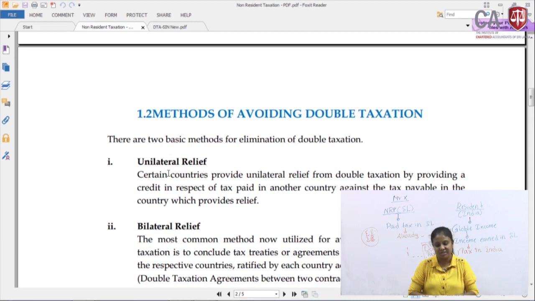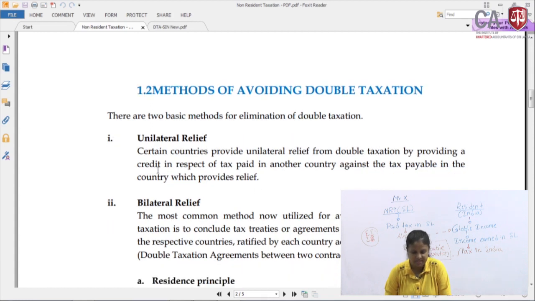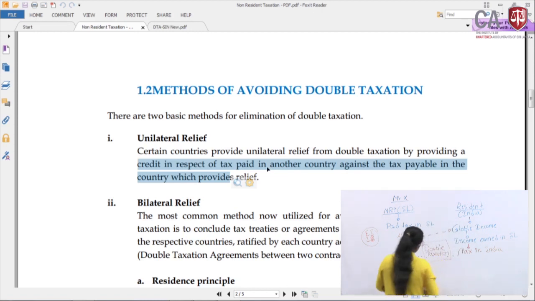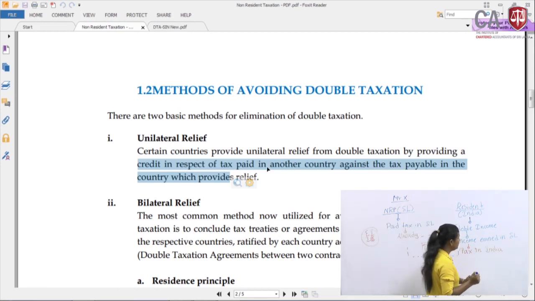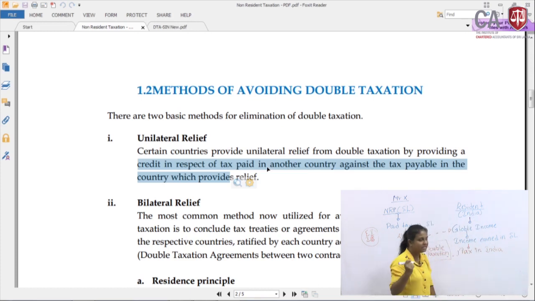Before that, we will come to these relief methods. There are two basic methods of elimination of double taxation. One is the unilateral method, the other is bilateral relief. Okay, come to unilateral relief. Certain countries provide unilateral relief from double taxation by providing a credit in respect of the tax paid. Now, applying that method to this explanation, the income earned in Sri Lanka is included in the global income of Mr. X, who is an Indian citizen.